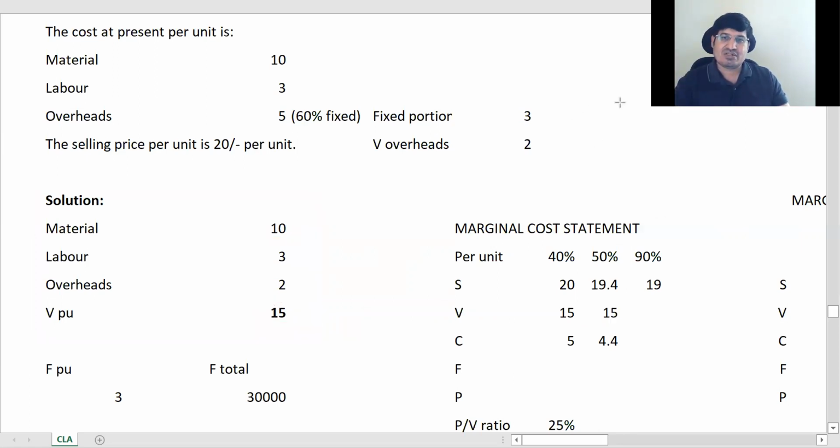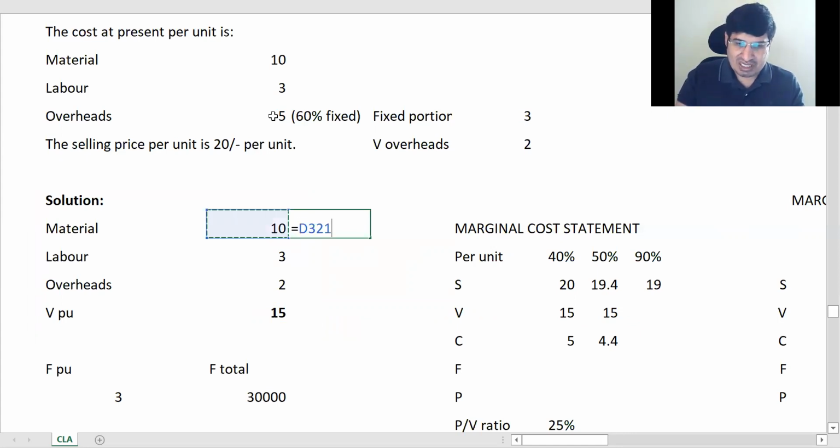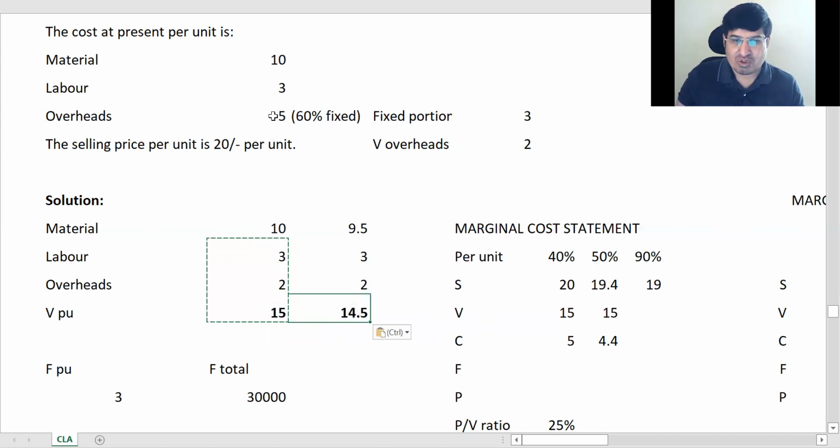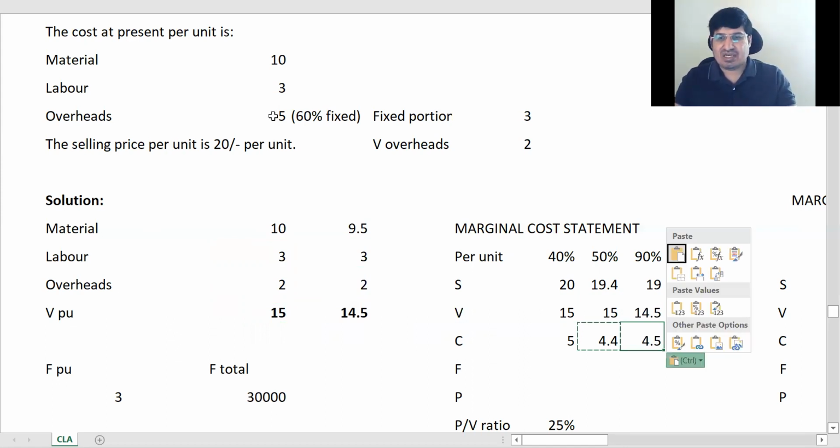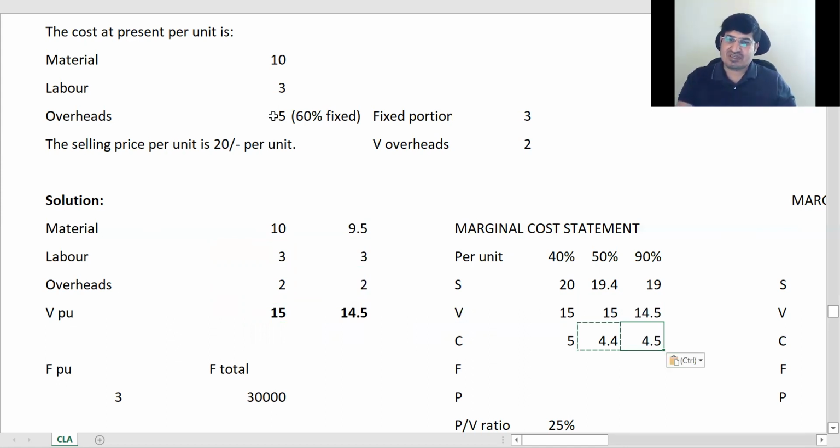Okay, so let's do it. So I'll do it in the next column here. Okay, so 5%, so material into I'm multiplying by 95%. Okay, so I got 9.5. The other things remain the same. Okay, so I'm getting a total of 14.5. So here variable cost will be 14.5. Okay, contribution will be 19 minus 14.5. Okay, so my contribution comes to this.